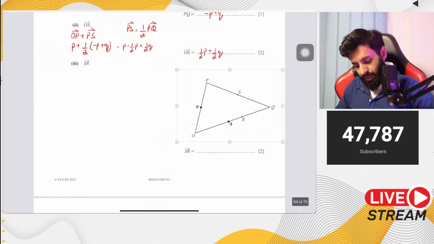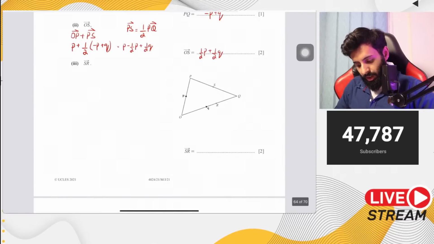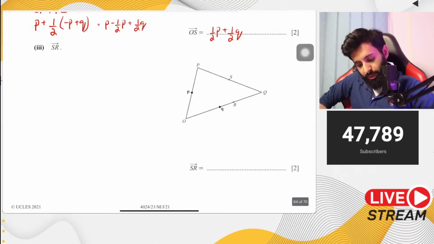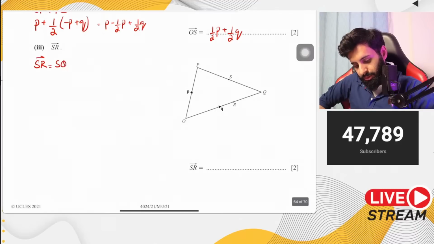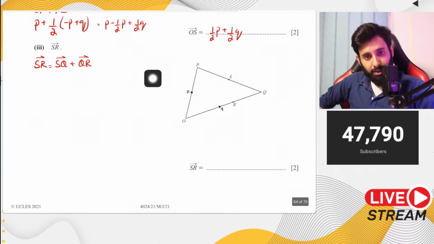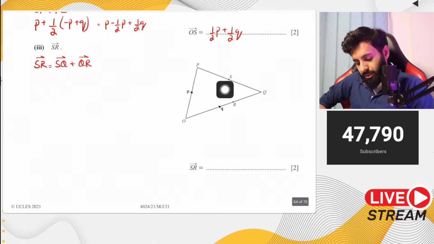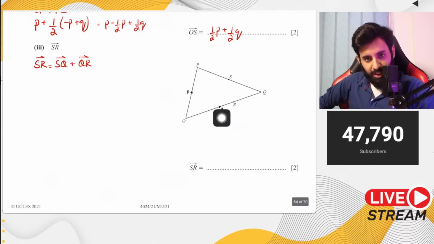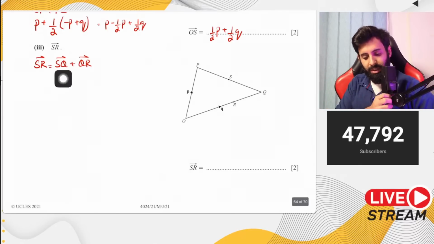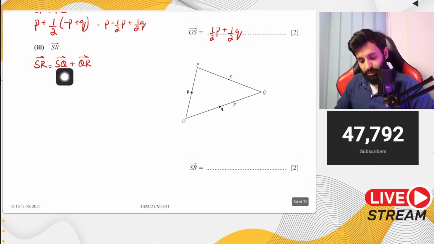Then the question says find SR. Now how do we go from S to R? First of all, let's pick a good route that will take us from S to R. In order to go from S to R, here's what you can do. You can go from S to Q and then from Q to R. The benefit is that once you write down what exactly you need to do in order to find out the required vector, you can sort of figure out what is it that you already have and what is it that you need to find out. We kind of set new objectives for ourselves. So the new objective that we have set for ourselves is finding SQ and QR.